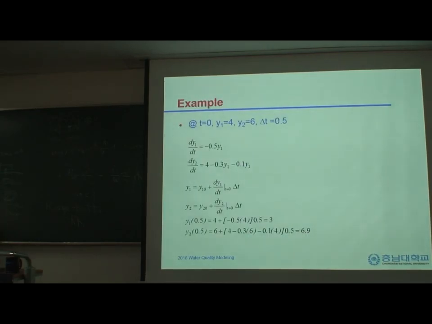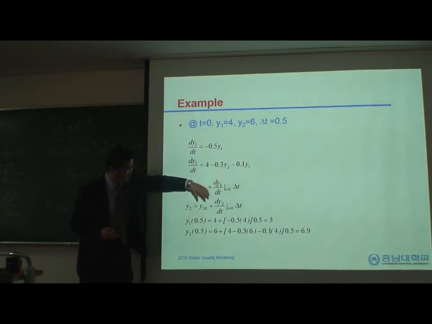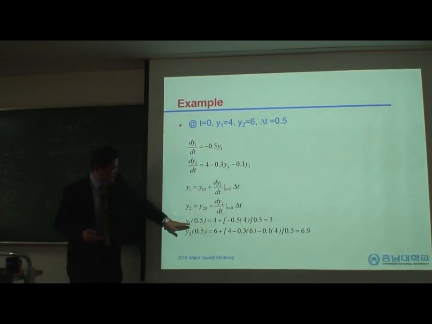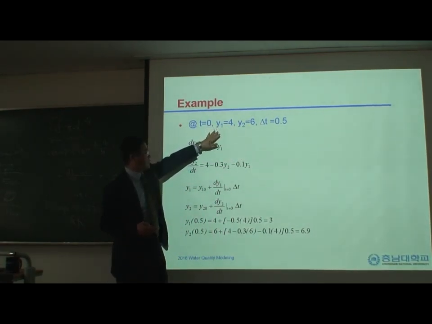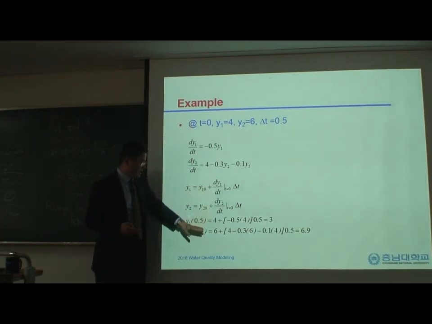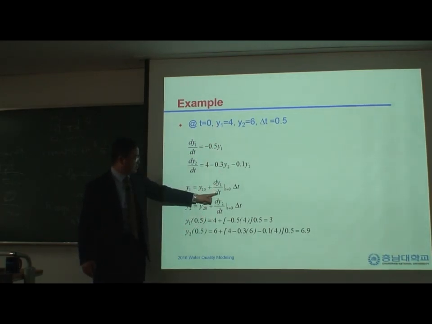And in here, as I said, if you have a system of difference equations with two unknowns, Y1 and Y2, in this case you can also use the same method by repeating it twice. Okay? Y1 is previous value plus its slope times the interval, Y2 the same. And if you have delta t 0.5, and Y1 previous value 4, Y2 previous value 6, and then your delta t 0.5.